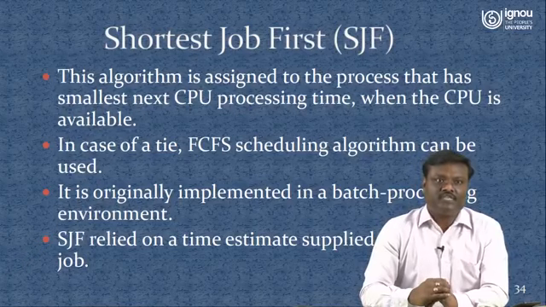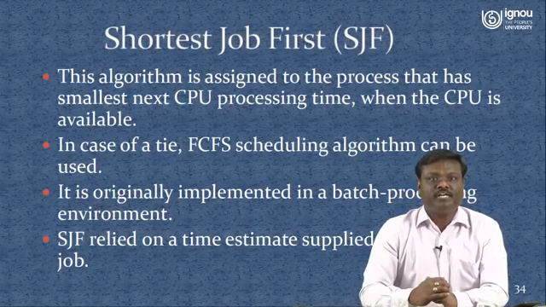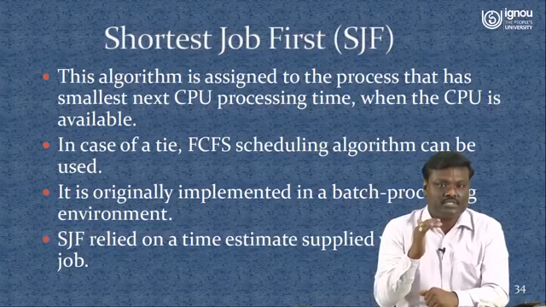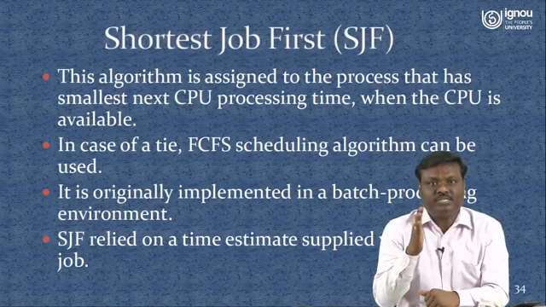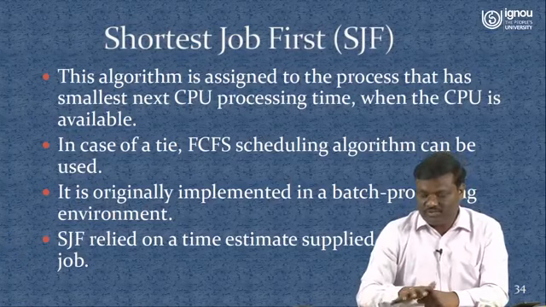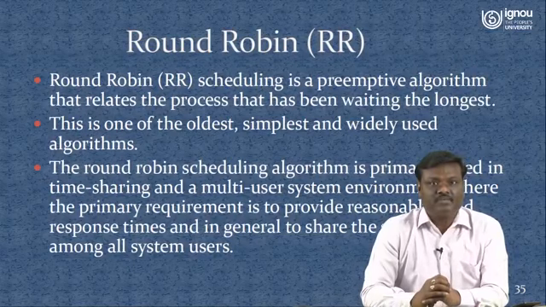In case of a tie, once again FCFS will be used; in the same FCFS fashion, it will be executed. It was originally implemented in a batch processing environment. So shortest job first relies on a time estimate supplied with the batch job. Along with the process, the time also needs to be mentioned, whether it requires 20 units or 10 units or 40 units, and depending upon the units of time predicted, the shortest job will be executed first. So coming to the preemptive algorithms, the round robin preemptive algorithm is very famous and popular.